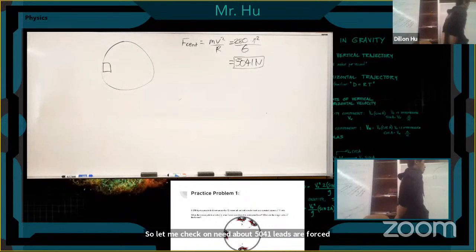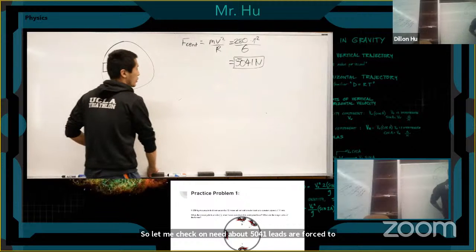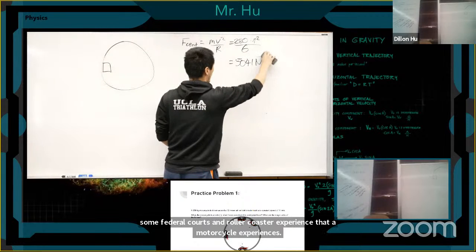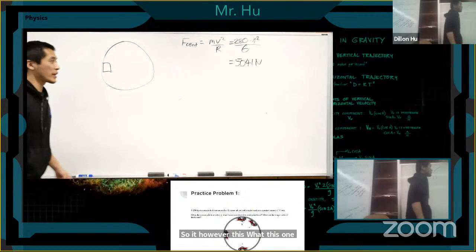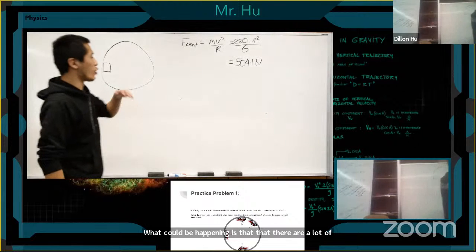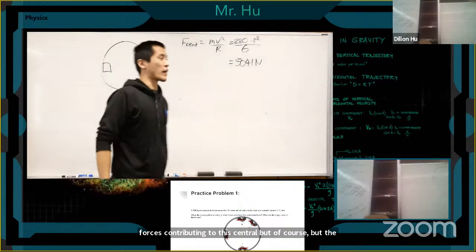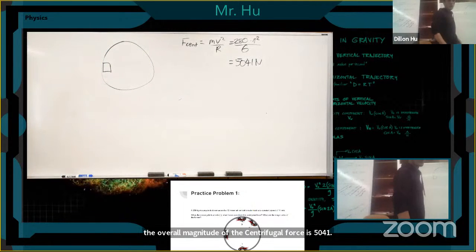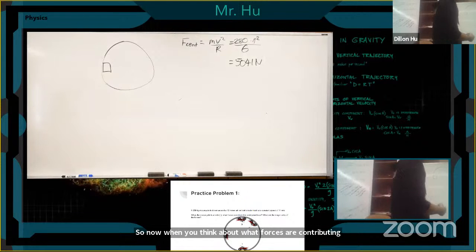So this is the total amount of centripetal force the motorcycle experiences. However, what could be happening is that there are a lot of forces contributing to this centripetal force, but the overall magnitude of the centripetal force is 5,041. So now we need to think about what forces are contributing to the centripetal force.